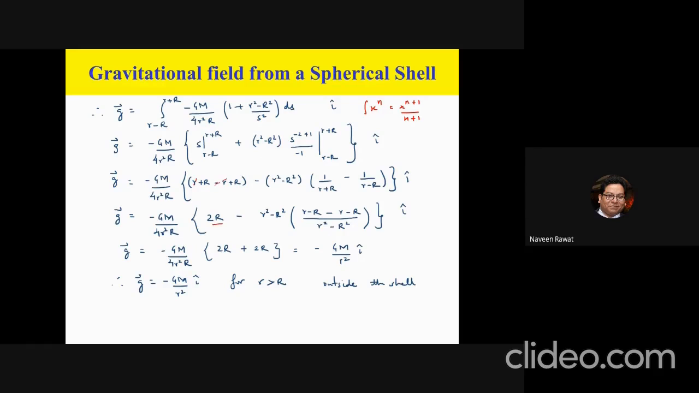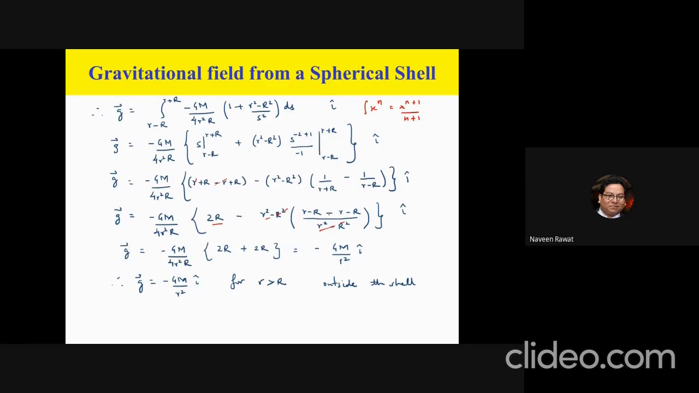Now let's look at the second term. I have a minus sign here, so I get a minus, and r squared minus R squared is already there, it's constant. Here I have basically s raised to minus 2 plus 1, so that is 1 over s. So I get 1 plus the first term, 1 divided by r plus R, minus 1 divided by r minus R. Okay, and I just have to take the LCM. In the denominator I get r squared minus R squared, and now you can cancel these terms here, they are the same.